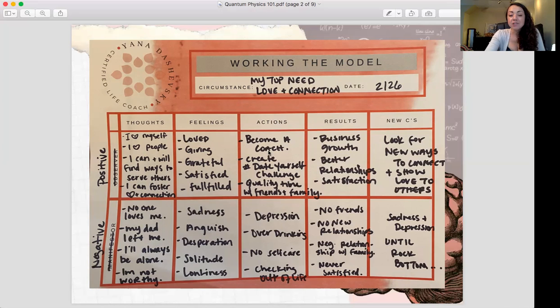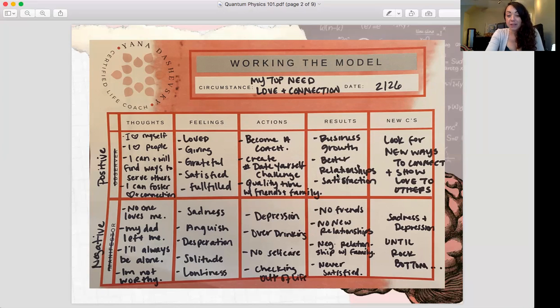And my actions, I put here depression as an action, but it's a lot of things. I didn't take care of myself. I didn't clean my room. I didn't go to work happily. I wasn't enthusiastic. I didn't participate. I isolated, right? All of those things are the actions involved in depression. I did things like over drinking, no self care. Basically, I checked out of life.